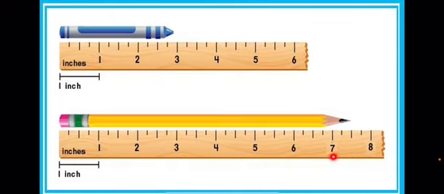So now you can clearly say that the pencil is bigger than the crayon, because the pencil measures 7.5 inches and the crayon is 3 inches. So we always have to convert to the same unit to understand better.